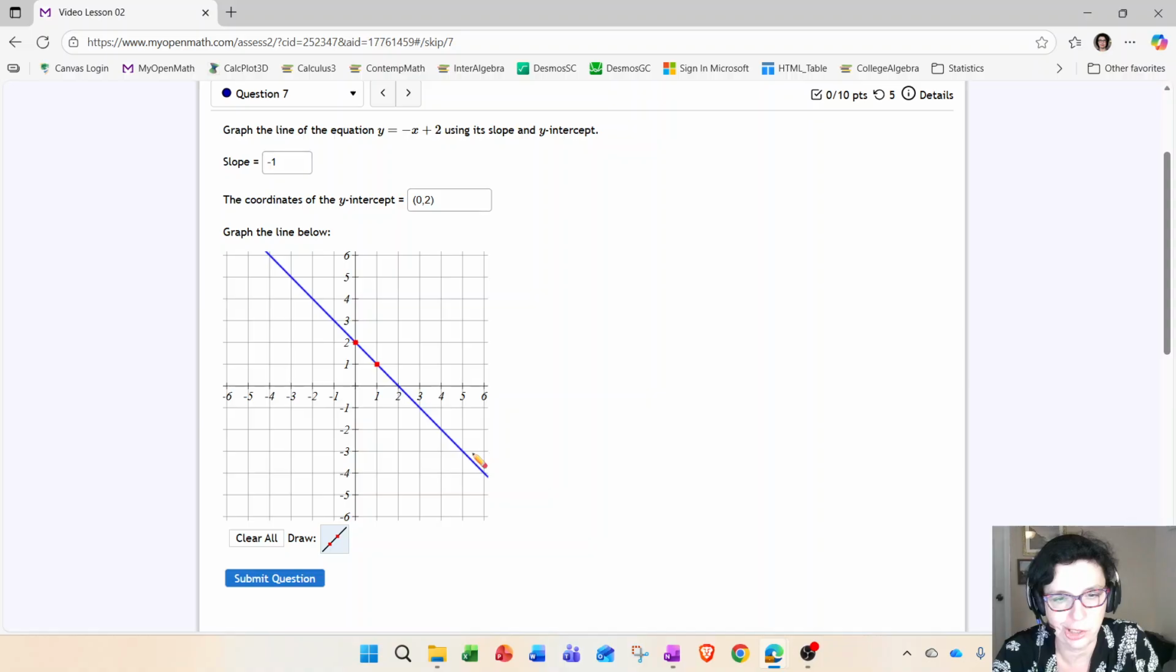So this line has a slope of negative 1. Okay, so now we can go ahead and submit it.